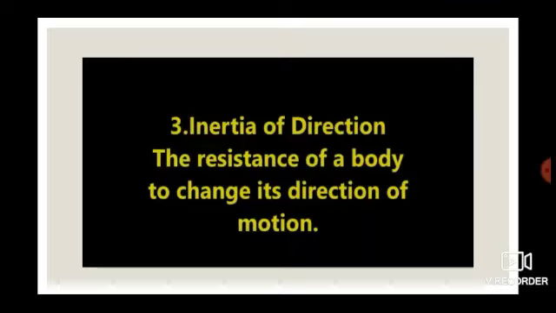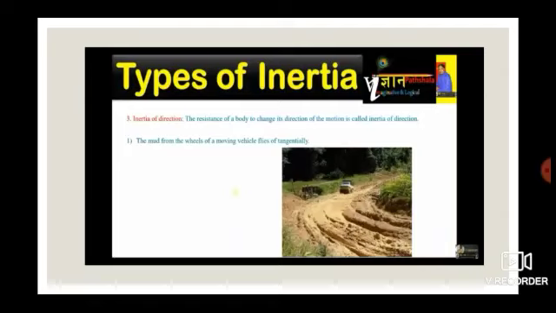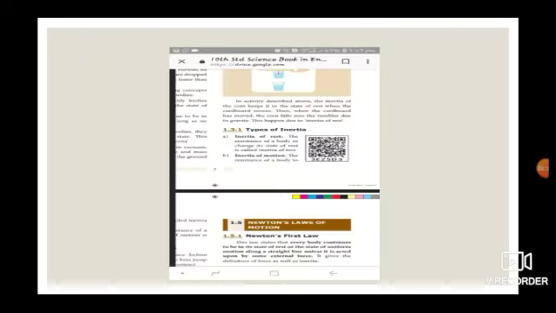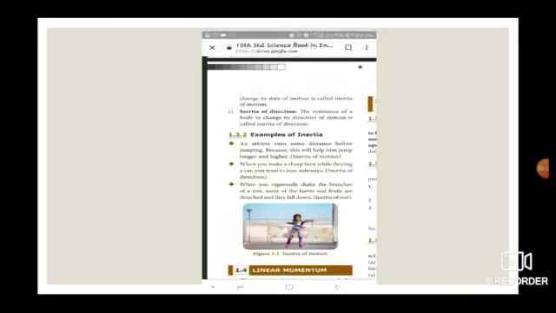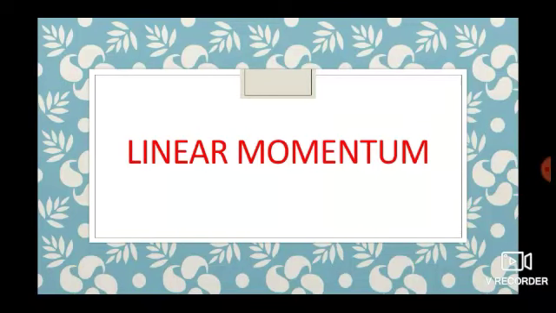Next, we learn about inertia of direction. The resistance of a body to change its direction of motion is known as inertia of direction. For example, if we make a sharp turn while driving a car, we usually lean sideways, whether to the right or left side. Did you understand about types of inertia and examples of inertia?